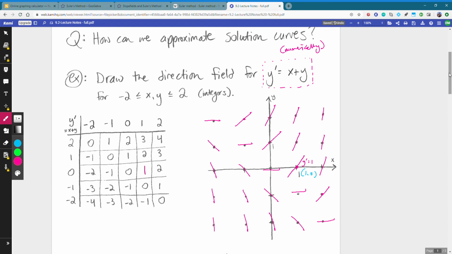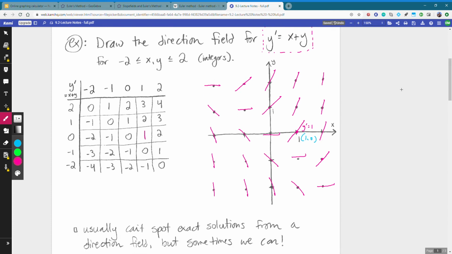And so with these direction fields, we can normally not spot exact solutions in the direction field. Normally we can just kind of get a feel for how the solution curves would have to be looking. But sometimes we can actually spot exact solutions if these exact solutions are lines. And so, for example, looking at our direction field here, can you spot a line that passes through this direction field perfectly?